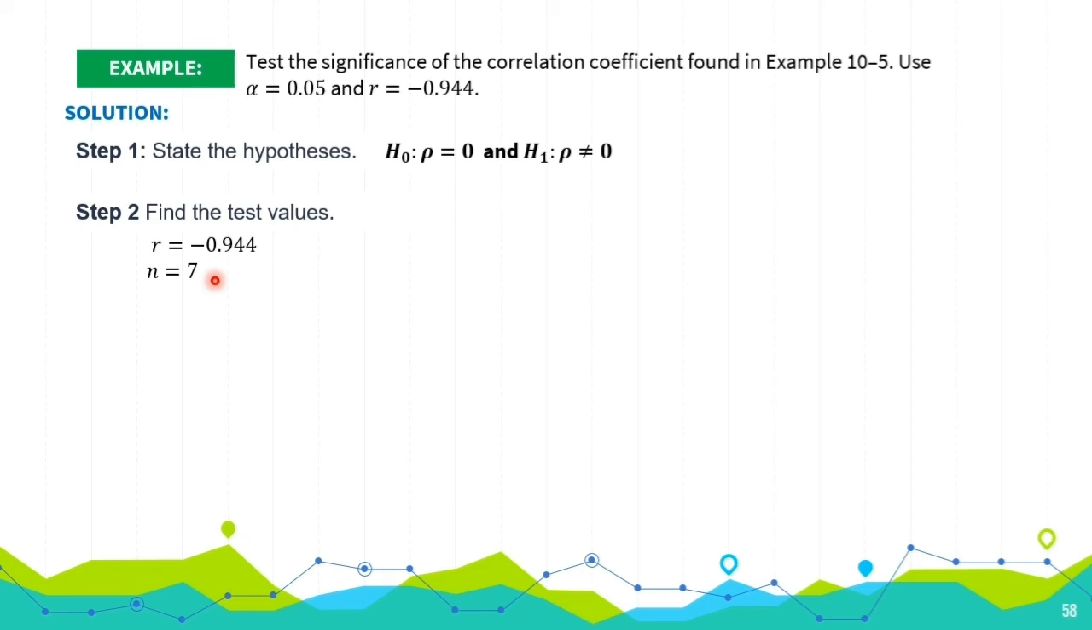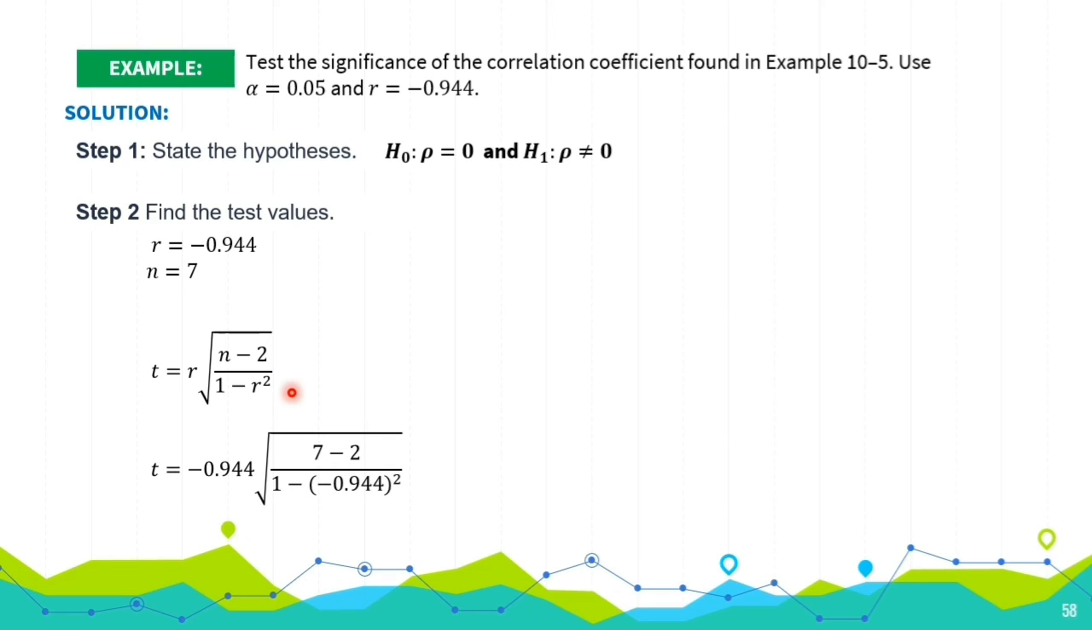Using the t-test formula for the correlation coefficient, t is equal to r multiplied by the square root of n minus 2 divided by 1 minus r squared. So we have here t is equal to negative 0.944 multiplied by the square root of 7 minus 2 divided by 1 minus negative 0.944 squared. And our test value is equal to negative 6.398.